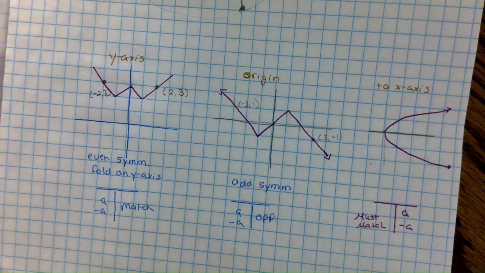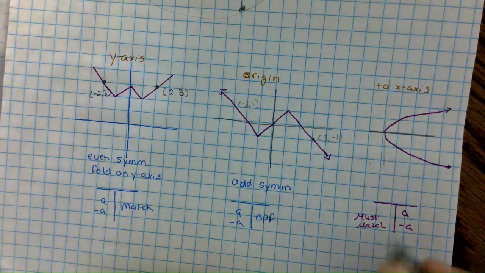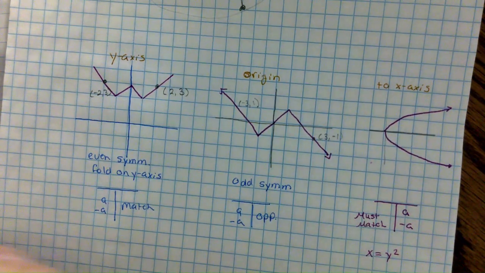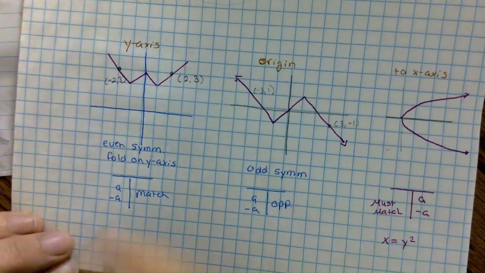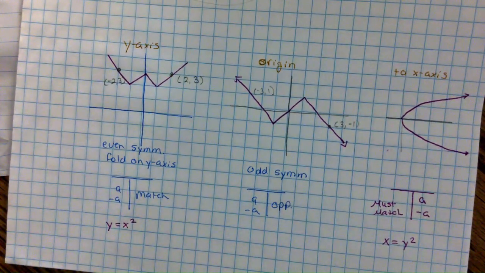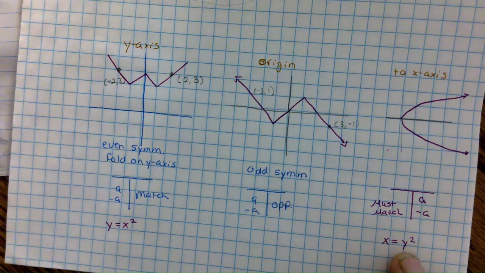So you can use a table of values to check for symmetry of any kind. This example would be like x equals y squared, whereas over here it would be y equals x squared. So see how the squaring happened on the opposite variable? And so that's why this makes a parabola that is symmetric to the y-axis, where this makes a non-function that is symmetric to the x-axis.